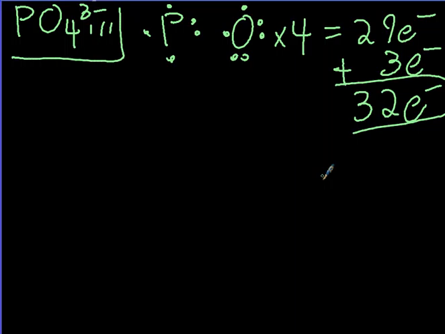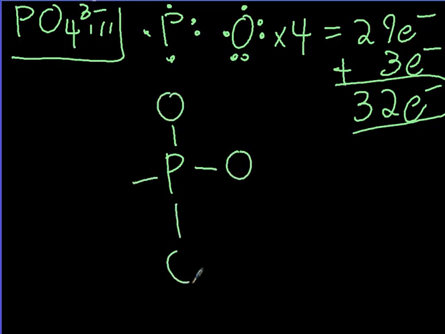Which one goes in the middle? The least electronegative one goes in the middle. In this case, phosphorus is definitely less electronegative. It's more to the left on the periodic table. Create your single bonds. Again, keep it simple. Now keep in mind, oxygen is not an exception to the octet rule. Oxygen wants its 8. Phosphorus wants its 8. Everyone wants 8 here. There's no exception to the octet rule.